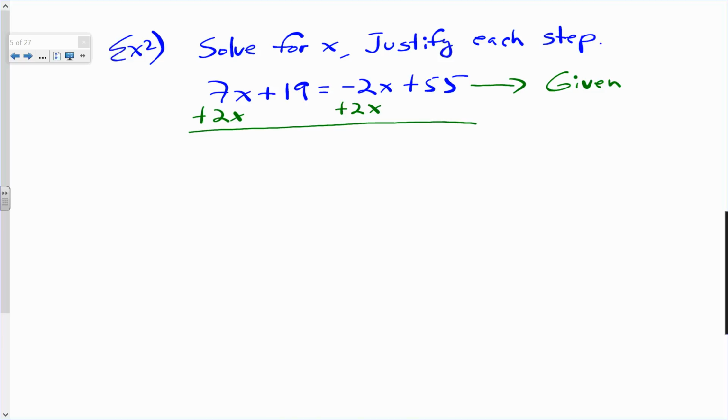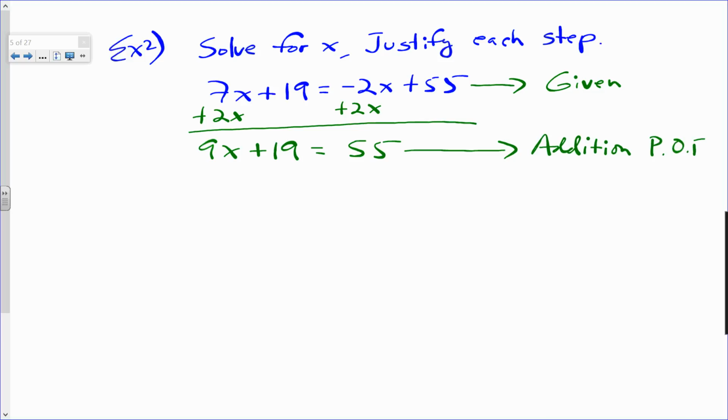Now I'm not going to justify this step. I'm going to justify the step that results from it. Watch. I have 9x plus 19 on the left, and I have 55 on the right. What gives me the right to say this? Well, what do I do to both sides? Addition property of equality. I'm just going to put POE, property of equality. Just put POE, abbreviate. Addition property of equality.